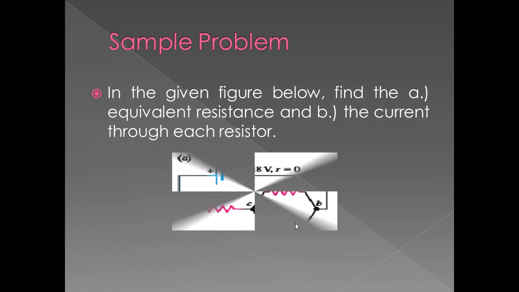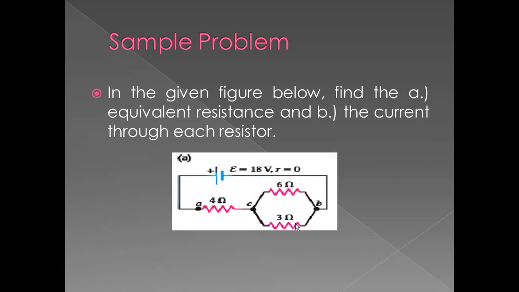The same goes with this figure. Okay, so you have three resistors: 4 ohms, 6 ohms, and 3 ohms. 6 ohms and 3 ohms are connected in parallel, so what you do is to combine these two using the set of equations for parallel. Then once you have done that, you represent this combination using a single resistor equivalent to this combination, and you have that in series with the 4 ohm resistor, and you combine these two using the set of equations for series. Then you can have the equivalent resistance, so that you could answer letter A.